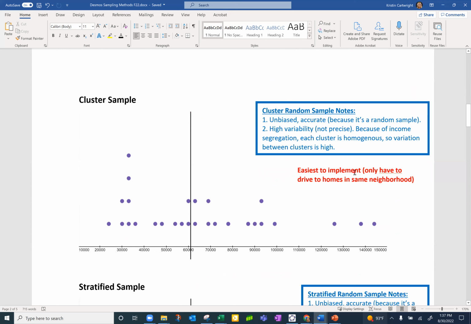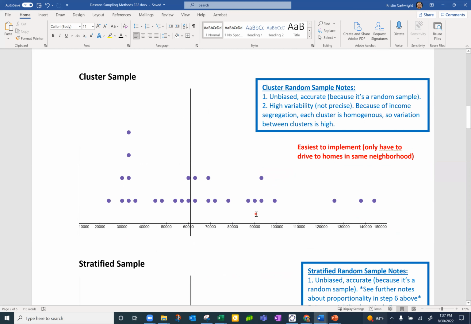It is the easiest to implement because you only have to drive to that one neighborhood if you're going to take polls from those people. But yeah, it is highly variable, which means it's not as precise.